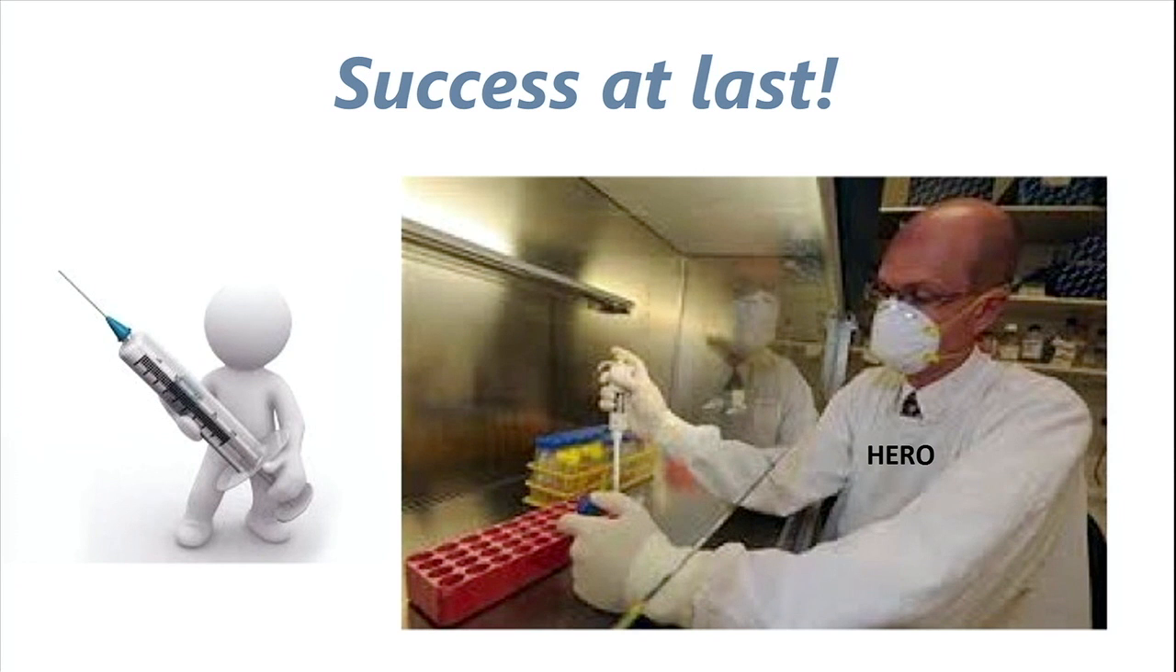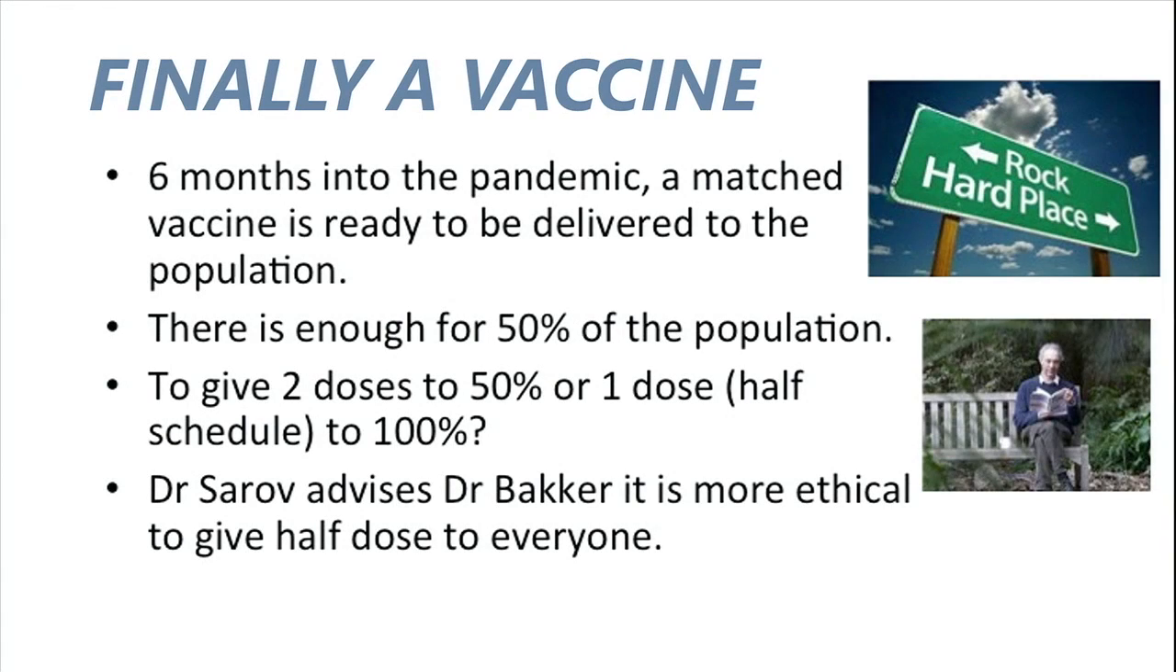Success at last. The hero of Mendona, Professor Bilski, our Nobel laureate, has finally come up with the vaccine. Six months into the pandemic, a matched vaccine is ready to be delivered to the population. There's enough for 50% of the population, to give two doses to 50% of the population, or one dose, which is a half schedule, to 100%. Dr. Komisarov advises Dr. Backer it's more ethical to give a half dose to everyone.